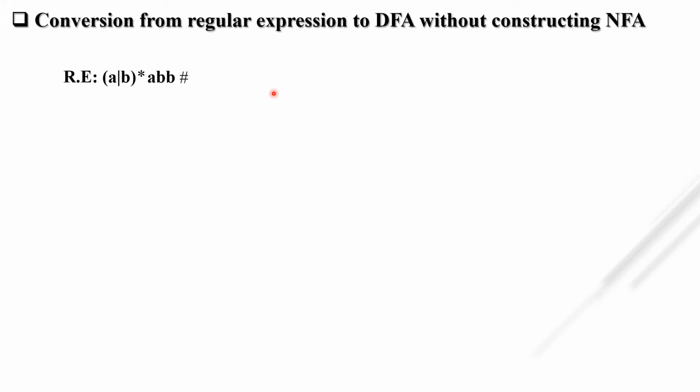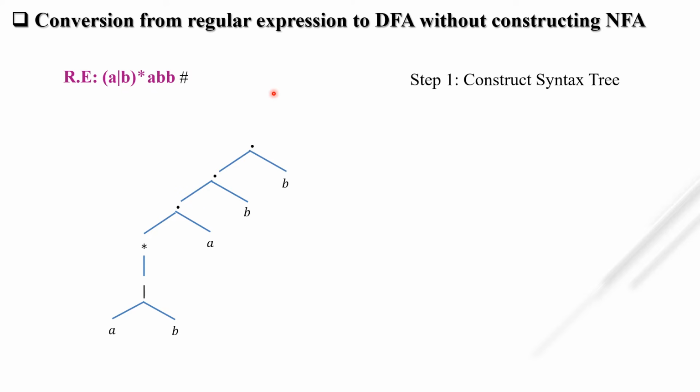Let's see how we construct the syntax tree for this RE. First we construct the syntax tree simply by scanning from left to right. First we draw the syntax tree for A or B and then put the star on the A or B. So this is the syntax tree for A or B, the whole star. Then we concatenate with A, then concatenate with B, and once again we concatenate with B, and last we concatenate with the hash symbol. Here the hash symbol is important. I will explain later why it is important. But in NFA we have to ignore this hash symbol.